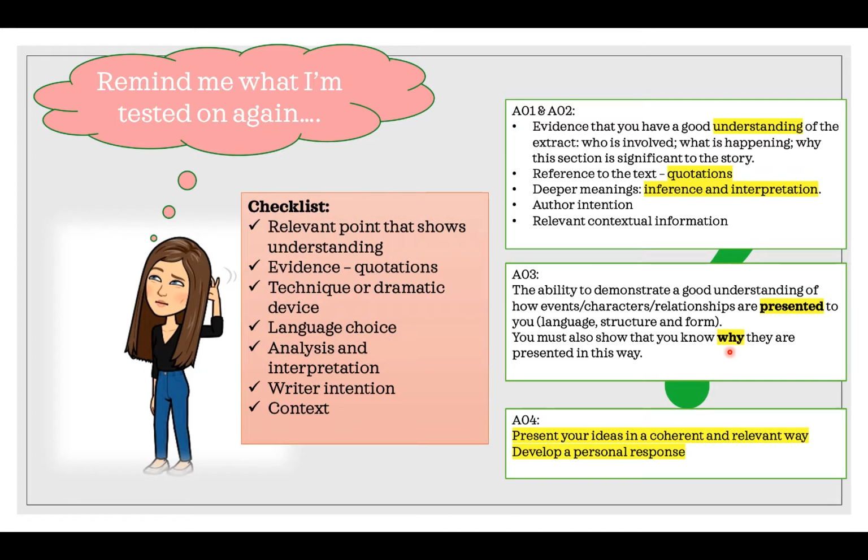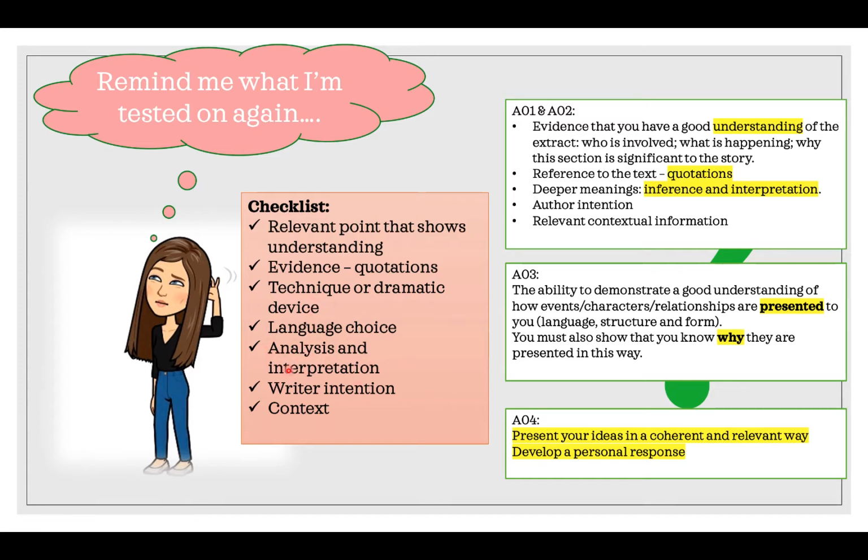So here's a quick checklist based upon the different assessment objectives that we're being tested on. Make sure that throughout your answer you do have relevant points that show that you've got a good understanding of what you're talking about. Selection of evidence, quotations that support your points. Reference to techniques or dramatic devices, please name them and then talk about the effect. You could also talk about language choice, so maybe a particular word stands out for you and you think it's important and you want to analyse the connotations. Analysis and interpretation of techniques, dramatic devices and language.